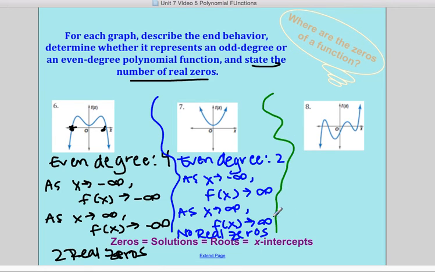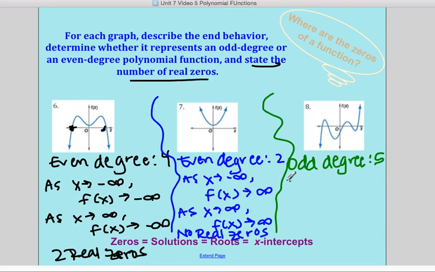Number 8. Okay, first thing I notice is one arrow is going down and the other one is going up. That tells me it is an odd degree function. And my degree, number of turns plus 1. So 1 turn, 2, 3, 4. 4 plus 1 is 5. Okay, then the next thing I need to do is talk about my end behavior.